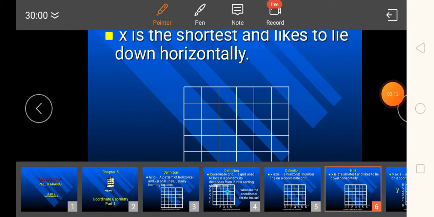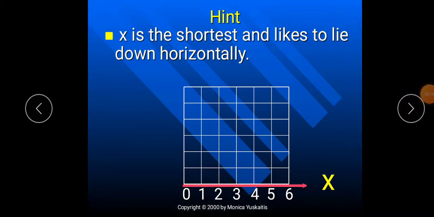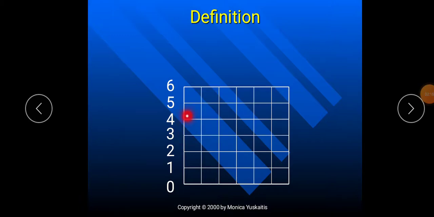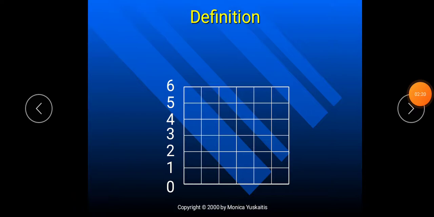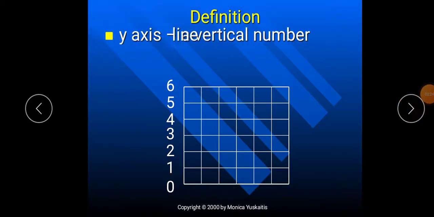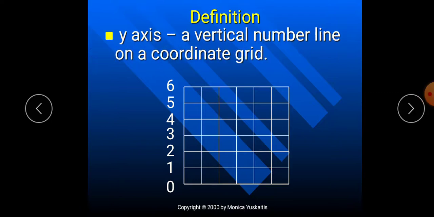In the same way, the y-axis is also there. This is called the y-axis, you know very well. What is the y-axis? It is a vertical number line on a coordinate grid. You start from 0, 1, 2, 3, and as much as you want you can extend it. This is the y-axis.